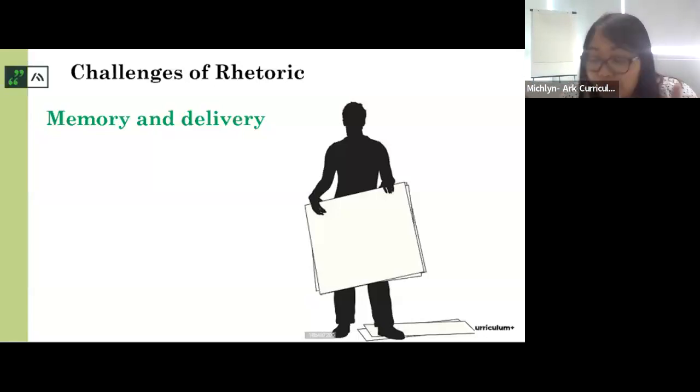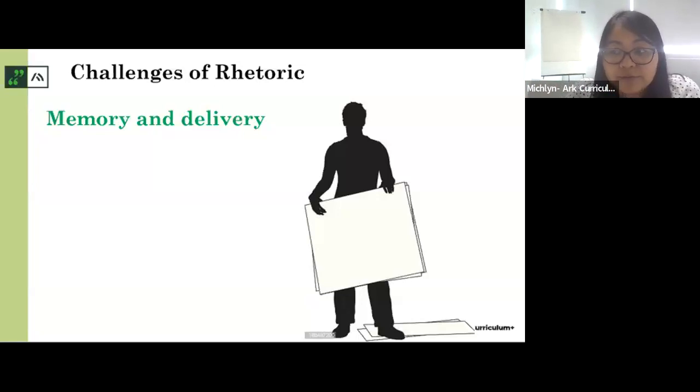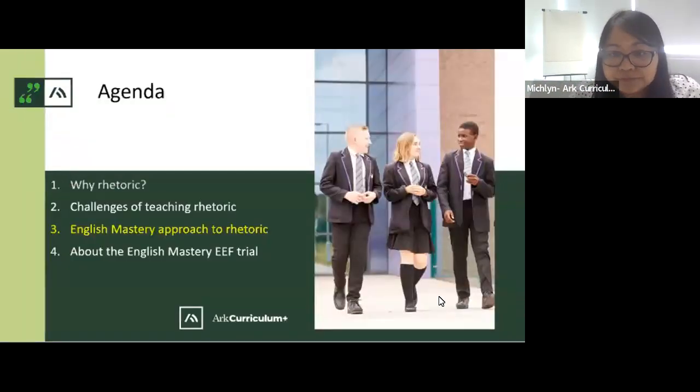So these are probably common challenges that you see in your classroom. Some of you may already have some great techniques for meeting those challenges. But in terms of teaching rhetoric and making it a meaningful topic to teach, we often find that these are some of the challenges that teachers face.